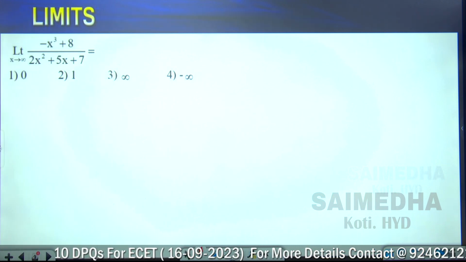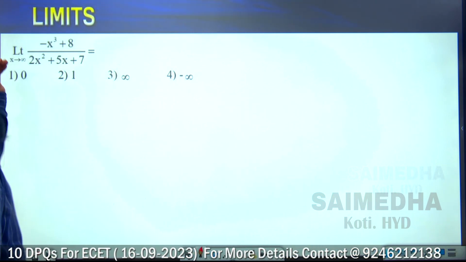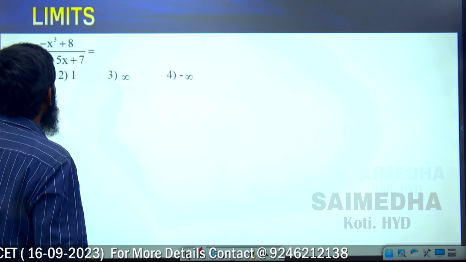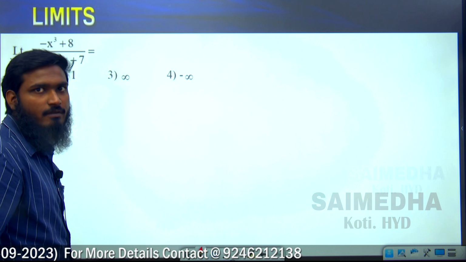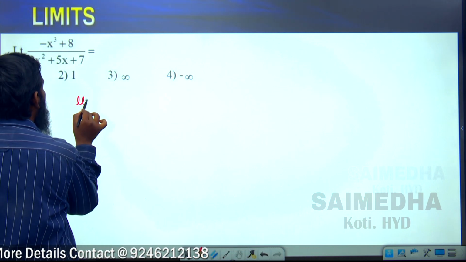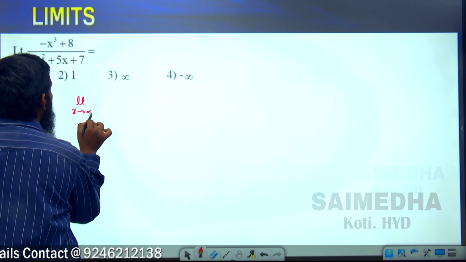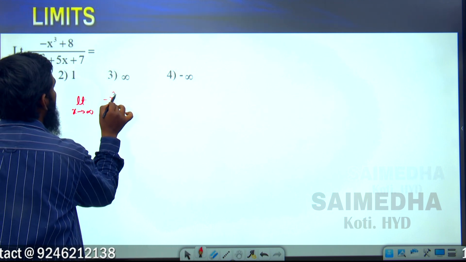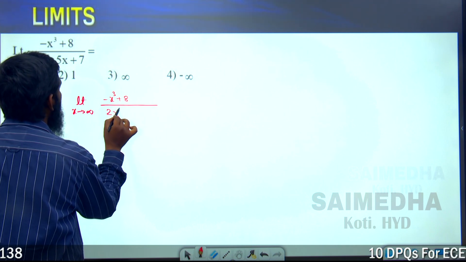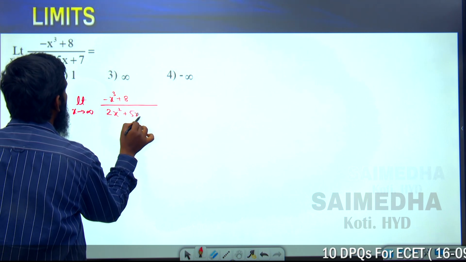Now let us go for the next question. Limit x tends to infinity, minus x cube plus 8 divided by 2x square plus 5x plus 7. This part we have taken over here. Now let us see this part: limit x tends to infinity, minus x cube plus 8 divided by 2x square plus 5x plus 7.